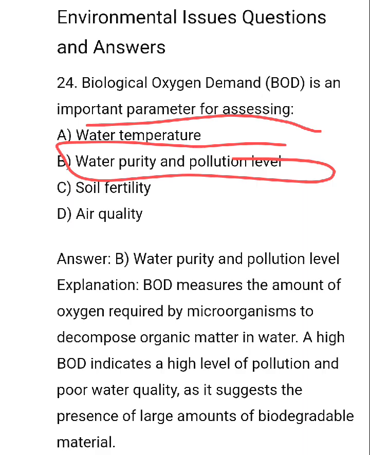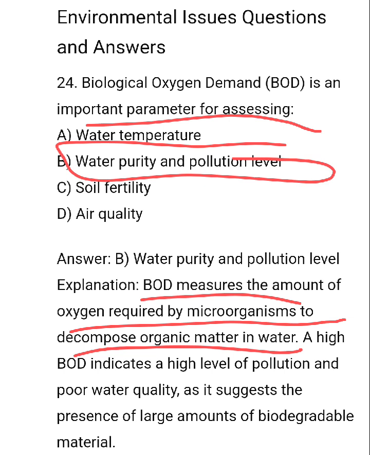Option number B. What is BOD? BOD measures the amount of oxygen required by the microorganisms to decompose the organic matter in water. High BOD indicates a high level of pollution and poor water quality.